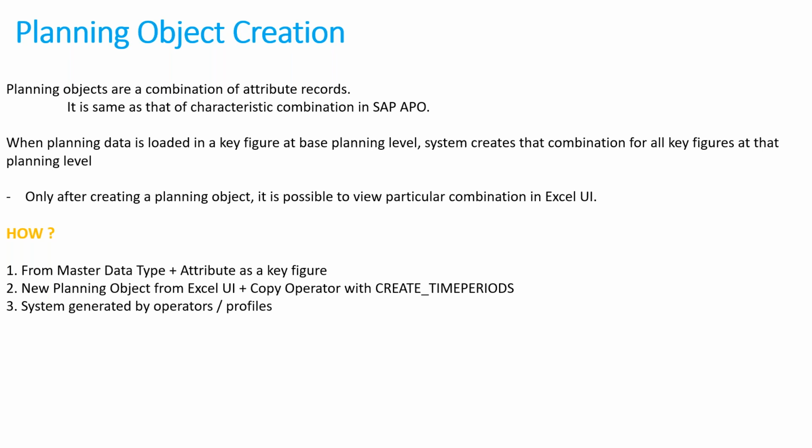It is called a planning object, and it is the same as a planning level, to which every key figure is configured. When planning data is loaded into a key figure at a base planning level, the system creates that combination for all key figures at that planning level. So only after creating a planning object is it possible to view a particular combination in the Excel UI. So if the planning object is not there, how can I view the data?